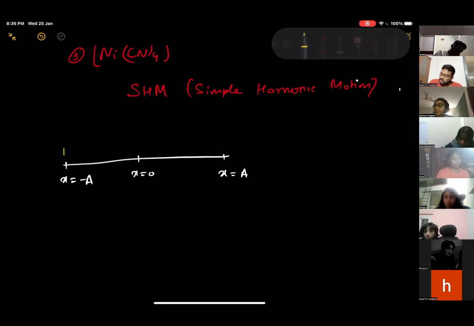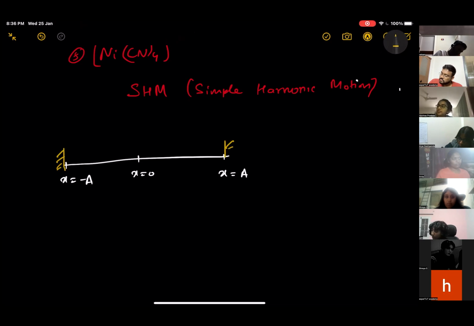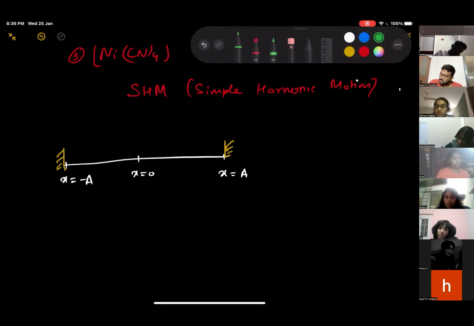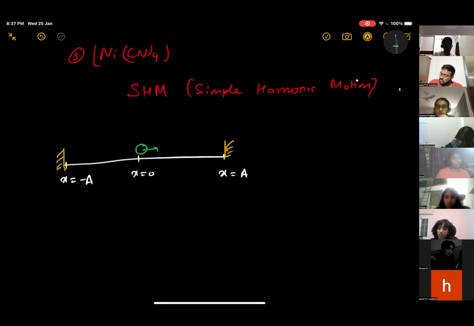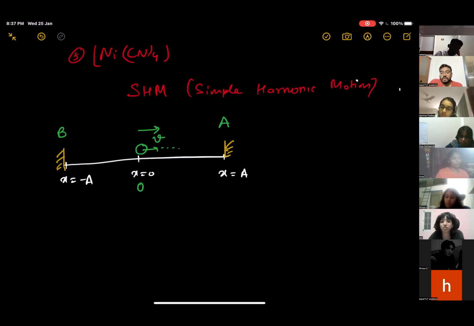And suppose these are two walls, and there is a ball which starts at this point and goes with some uniform velocity, whatever velocity, and it keeps going like this. So this point is O, this point I call A, this point B. It goes and then it rebounds and comes back.